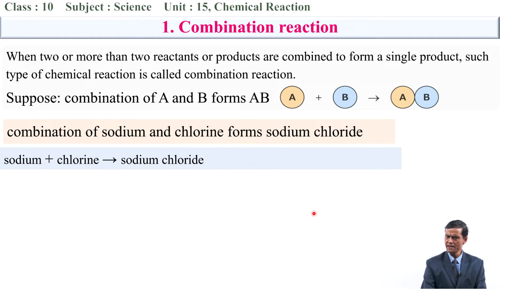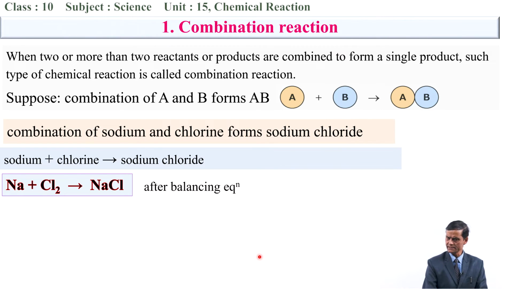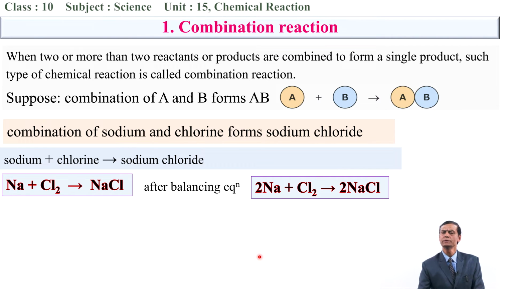This is combining substances. And how to write it in symbolic form? Look at here, sodium is represented by Na, chlorine is represented by Cl2 because it is in diatomic form, and the product is sodium chloride, NaCl. Is it balanced? Not balanced. Let's balance it. After balancing, the equation will be like this: 2Na plus Cl2 gives 2NaCl.